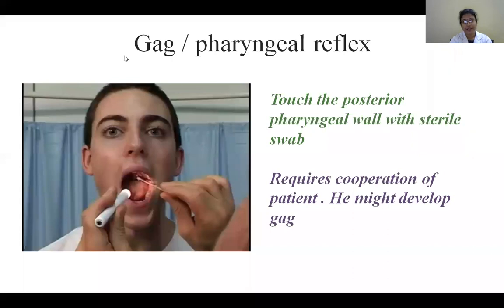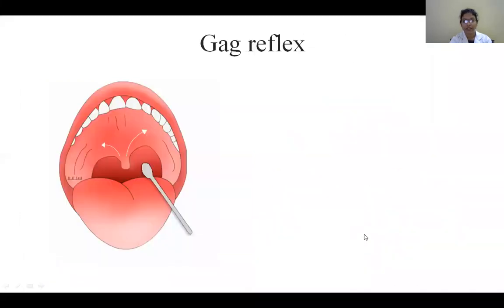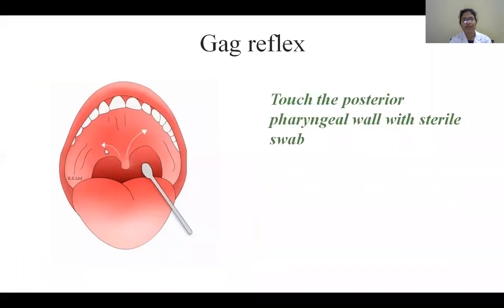And to elicit the gag or the pharyngeal reflex, we need cooperation of the patient. Sometimes before you touch the posterior pharyngeal wall, the person might develop a gag, no problem. So if you happen to touch the posterior pharyngeal wall, what you observe is the contraction of the palatal muscles. So this is what is gag reflex.